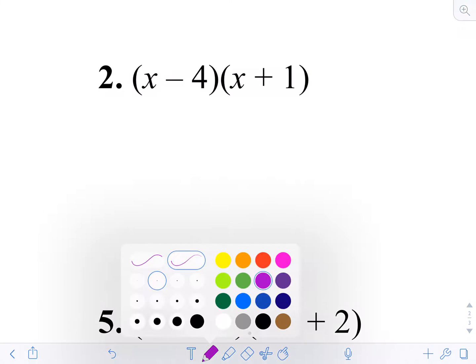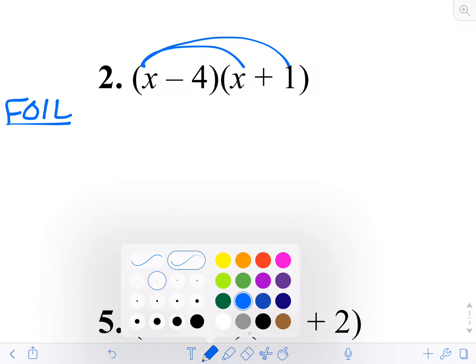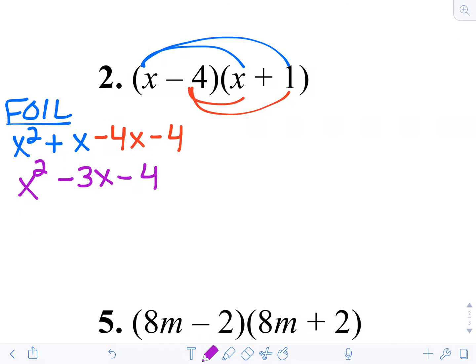So here we go, number 2. I'll do the FOIL method. First do the x, then you do the negative 4. You're distributing it to everything inside. So you have x times x, and I'm just going to write this out. X times x is x squared. X times that positive 1 is just 1x. Then you distribute negative 4. Negative 4 times x is negative 4x. Negative 4 times 1 is negative 4. Combine your like terms, so you have x squared, 1 minus 4 is a negative 3, so negative 3x minus 4.